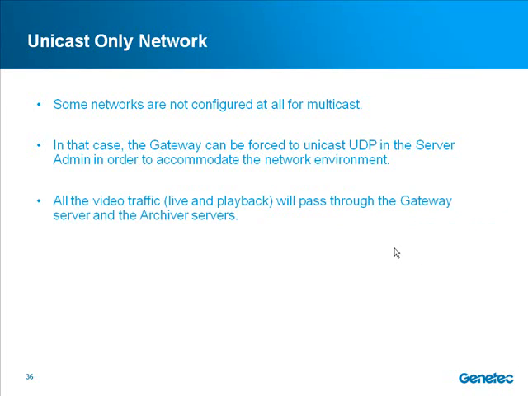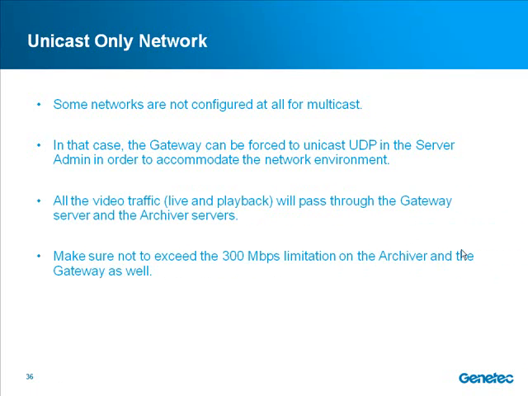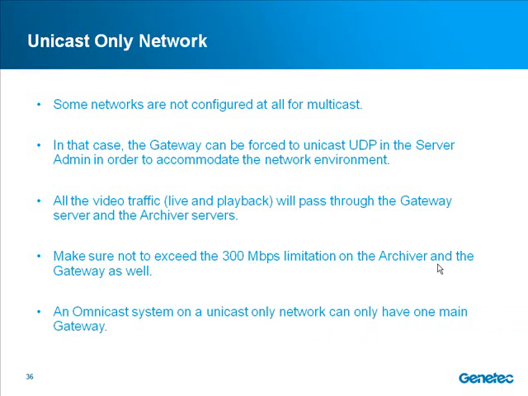All the video traffic, either live or playback, will pass through the gateway server and the archiver servers. And once again, I would just like to note the 300 megabits per second limitation on the archiver and the gateway as well. Now, one very important thing to mention is that an Omnicast system on a Unicast-only network can only have one main gateway.